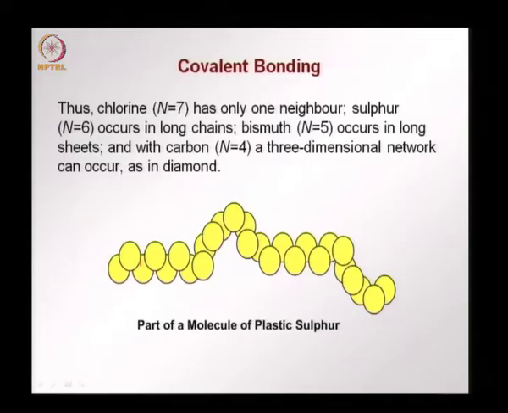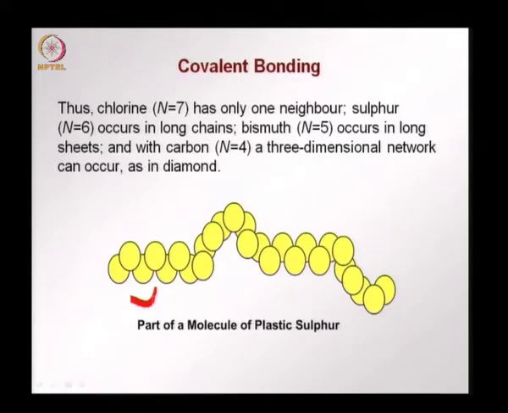So, in chlorine, the valence electrons in the outer shell are 7. So, the valence is -1. It has only one neighbor following the 8 minus n rule, 8 minus 7 giving 1. So, that means chlorine needs only one neighbor to be stable. Sulfur occurs in long chains. Sulfur has 6 electrons in its outer shell. So, its valency is -2. The 8 minus n rule gives us a value of 2. So, that means, we see that for each sulfur atom we have 2 neighboring atoms to make it stable.